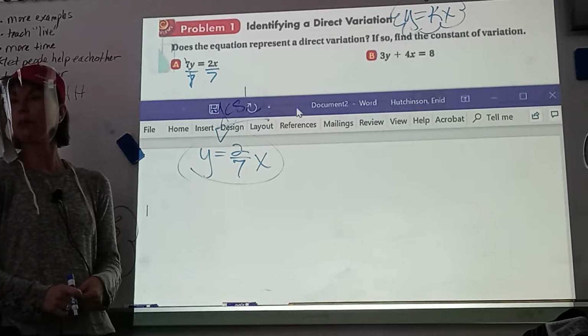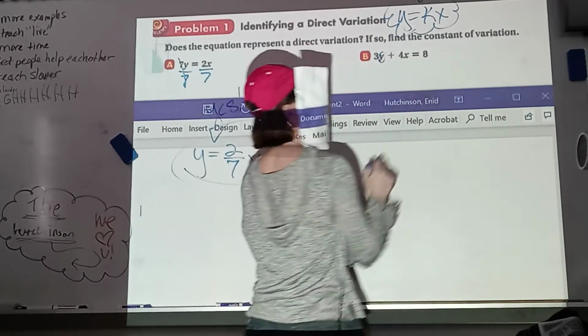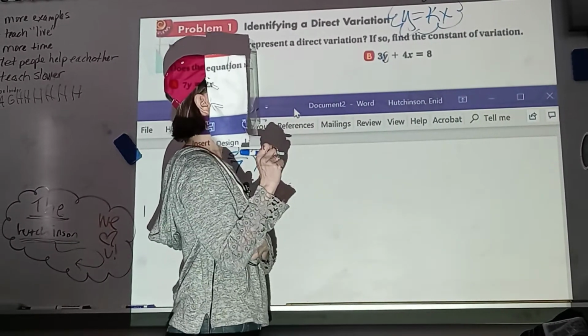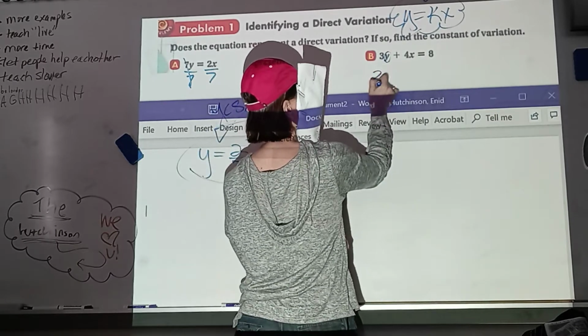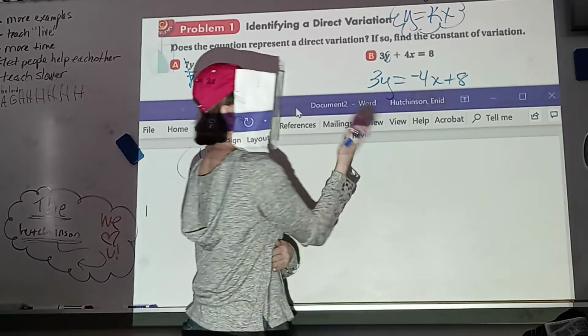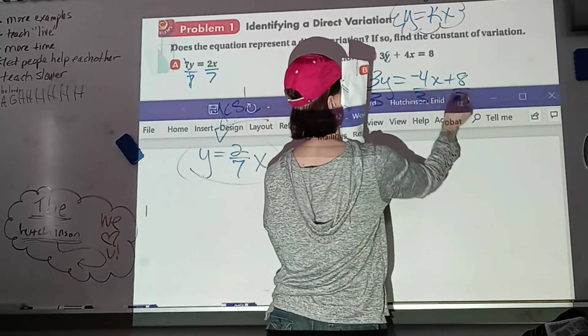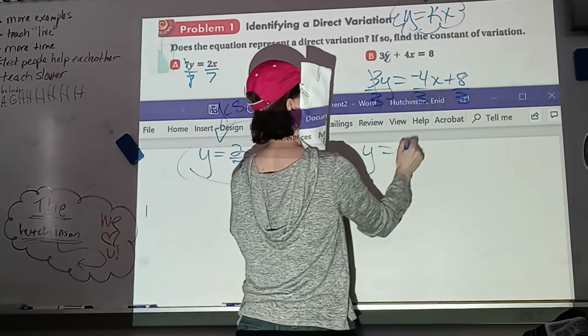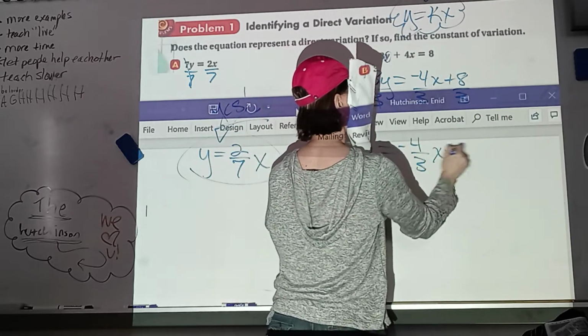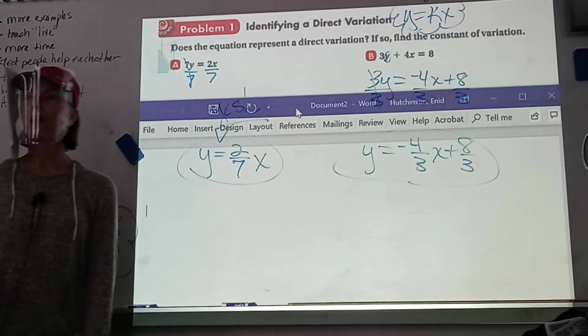The only step we have to do is solve for y. So here we go. Circle the y. We're going to subtract 4x from both sides. We have 3y equals negative 4x plus 8. Divide by 3. Those cancel. Y equals negative 4/3 x plus 8/3. Circle your answer. Is this a direct variation?